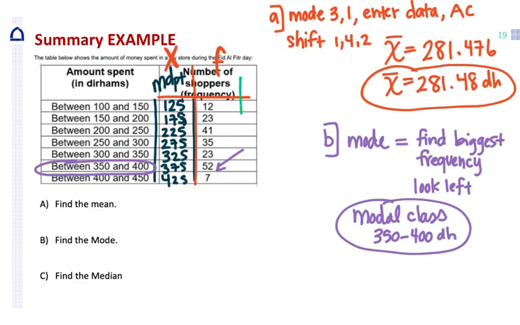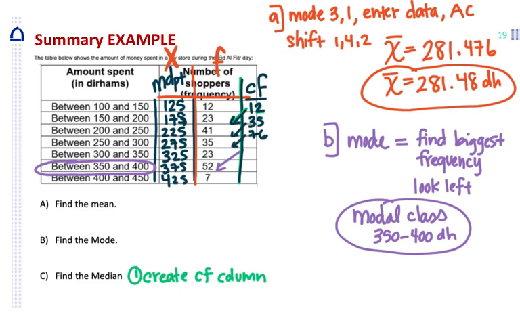Okay, now the last question is the median. This one's a little bit more difficult. The first thing we're going to do is create a third column called the cumulative frequency. So we start 12. 12 plus 23 is 35. 35 plus 41 is 76. Plus 35 is 111. Plus 23 is 134. Plus 52 is 186. Plus 7 is 193. That is the total number of items in the data set.